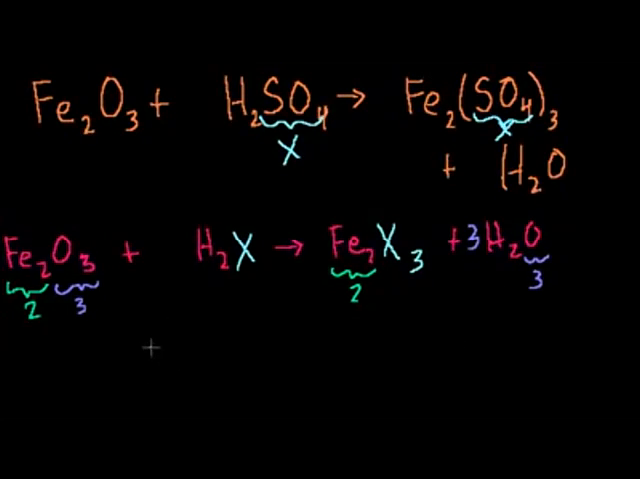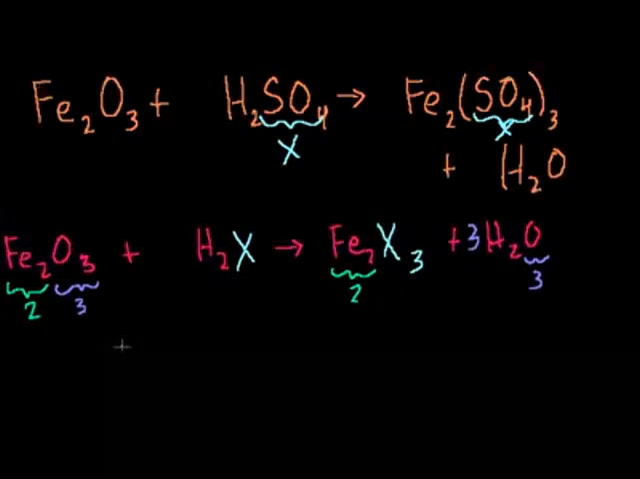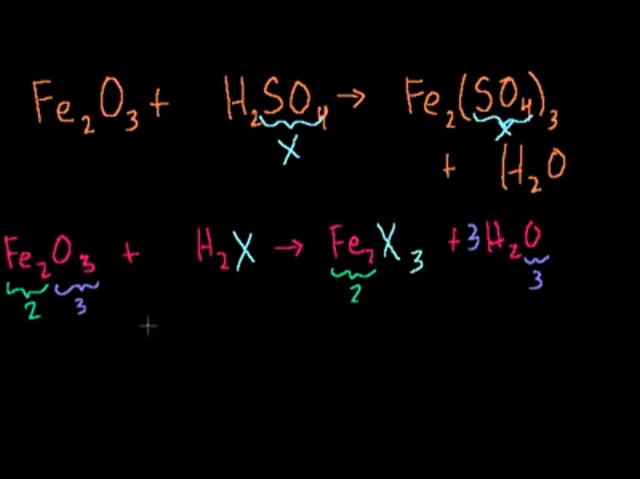And then finally, let's look at the hydrogens. How many hydrogens do we have here? We have 6 hydrogens now on the right-hand side, 3 times 2. And we want to have 6 hydrogens here, so we have to have 3 of these molecules. And then finally, let's look at the sulfate group, that X. We have 3 X's here, and lucky for us, we have 3 X's over there.